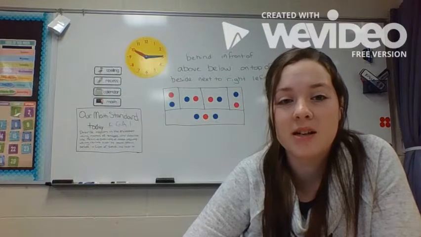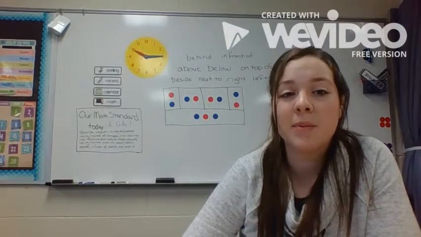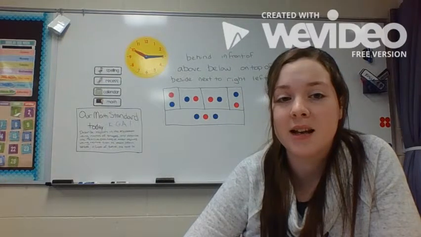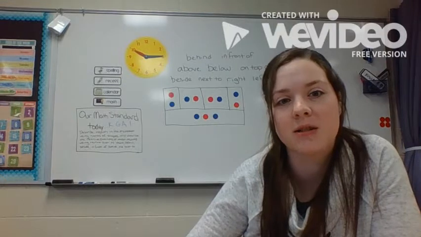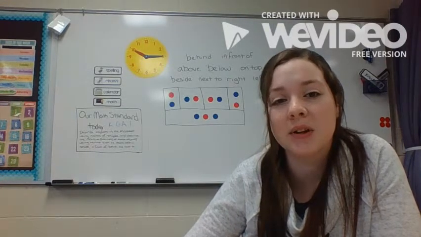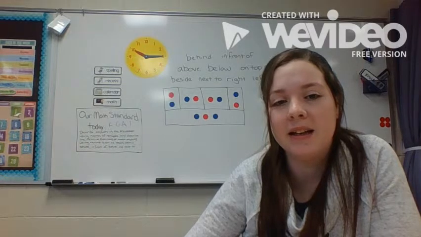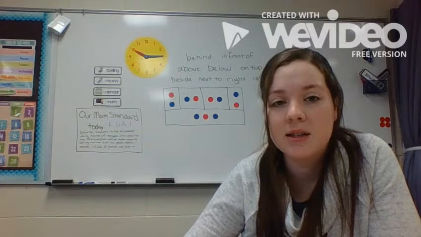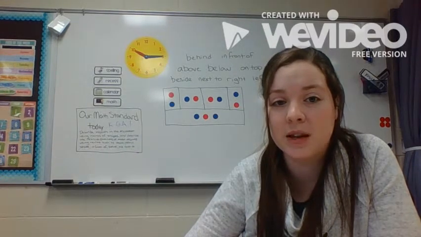Now that we have a better idea of what positional words are, we're going to take a second and we're going to pull up some big pictures, and it'll be on your whole screen here in a second. And we're going to stop and look at each picture, and as we look at each picture, we're going to see if we can describe some of the objects in the picture using these positional words that we just learned.